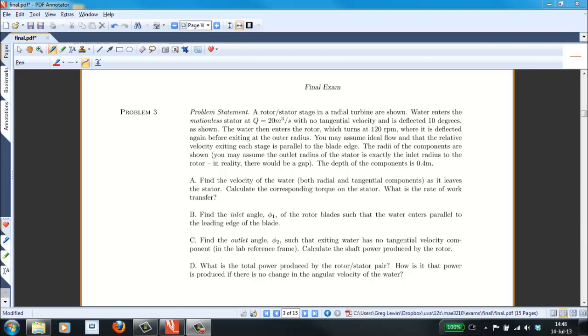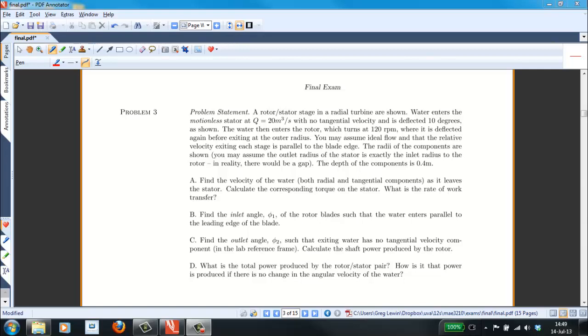Here we're going to work an example with the conservation of angular momentum. We're going to look at a problem from last year's final where you're given a rotor-stator combination in a radial turbine as shown, and I'll draw the turbine here in just a second. Water enters the motionless stator at 20 cubic meters per second with no tangential velocity and is deflected 10 degrees as shown.